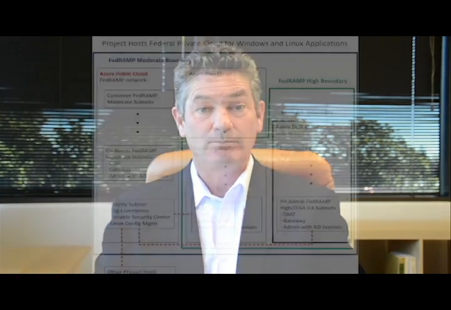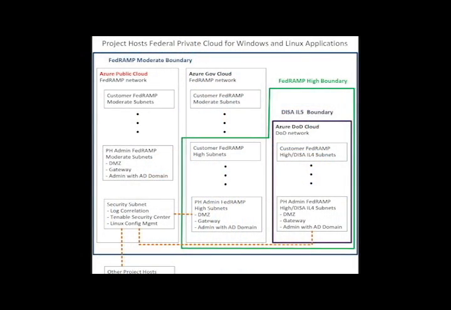And fourth, we wanted to be able to support both Windows and Linux environments, but support them in a unified way where we'd have centralized authentication across both. So, keeping all of these in mind, what we decided to do was to build our environment on top of 3 different Azure networks. Azure Public, which has FedRAMP Moderate, Azure Gov, which has FedRAMP High, and Azure DoD, which has DISA IL5.